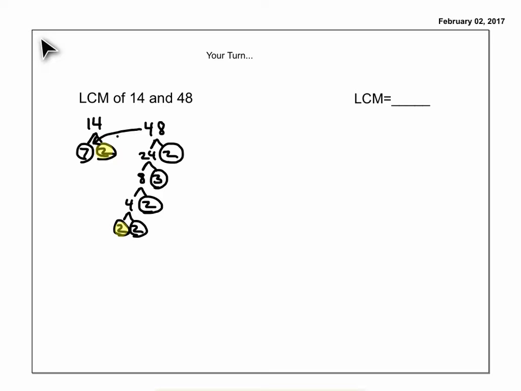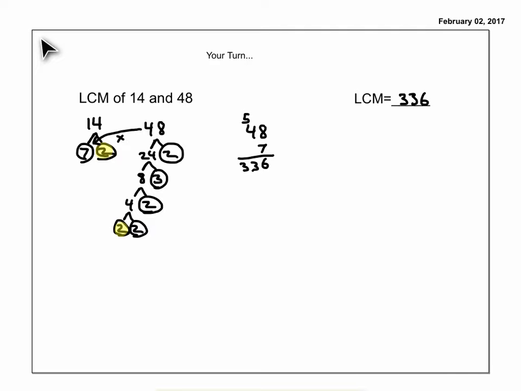What is 48 times 7? Well, 48 times 7, 6 carry your 5. 28 plus 5 is 33. So the least common multiple of 14 and 48 is 336. If you want to do more math, you could check it by doing the opposite.